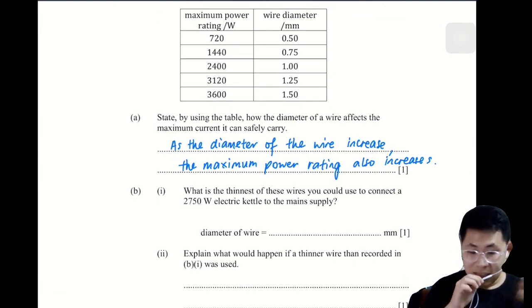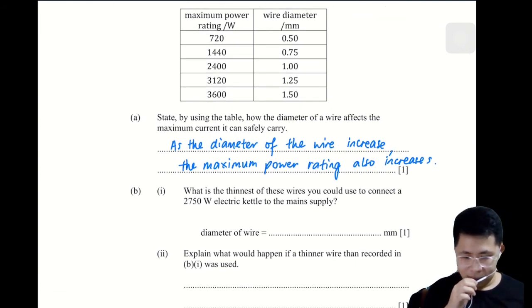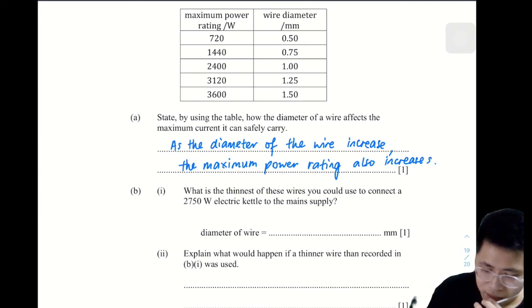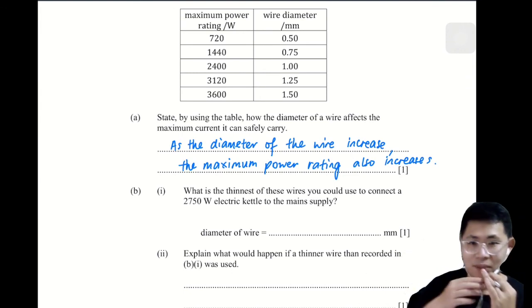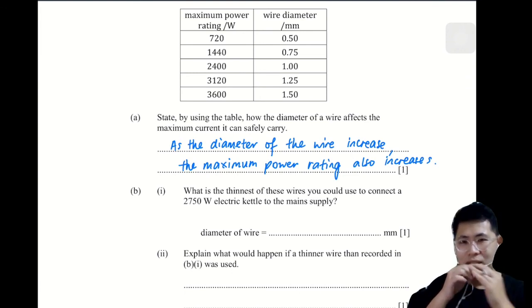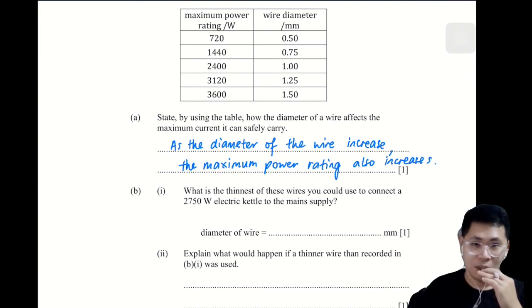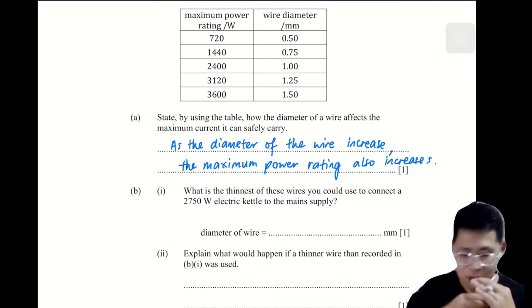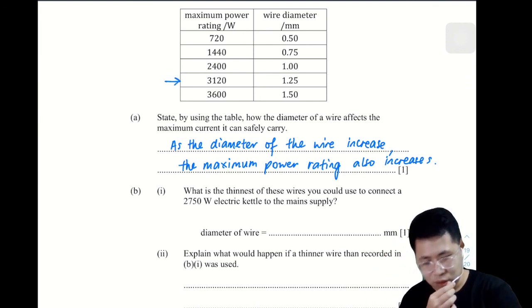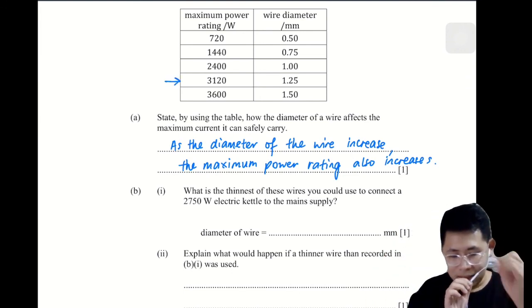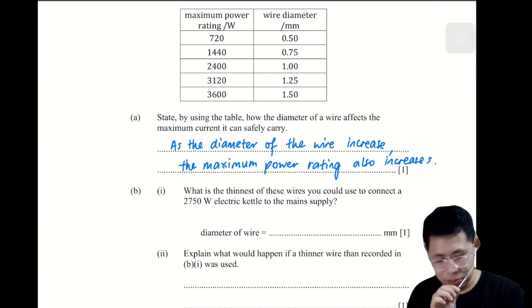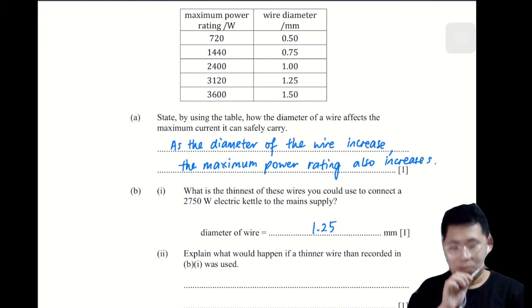Part B: what is the thinnest wire you can use to connect a 2750 watt electric kettle to the main supply? We have to use the maximum power rating above 2750 watts, otherwise you cannot reach the fullest potential. So the one above is this one, 3120. So that will be the thinnest wire, which is 1.25 millimeter.